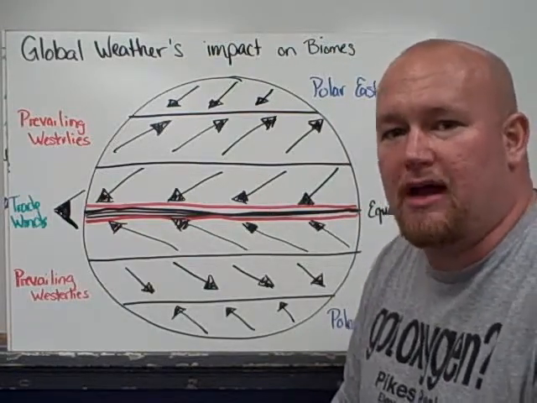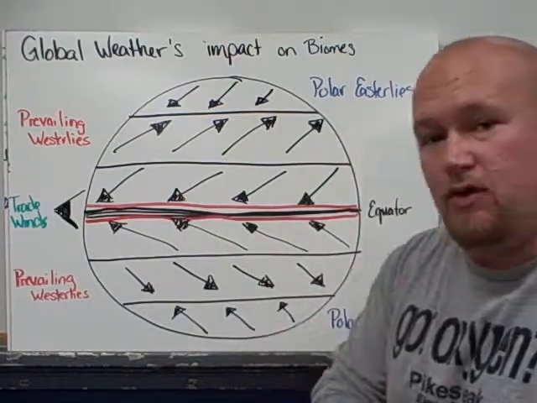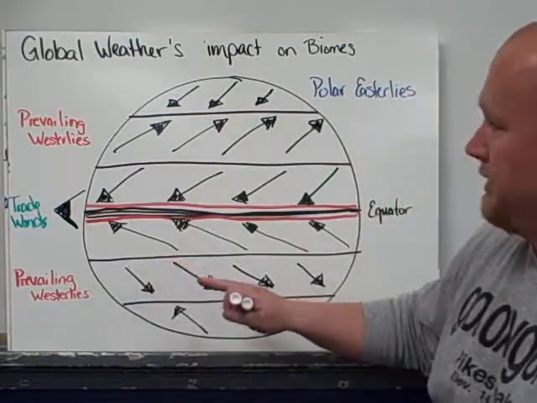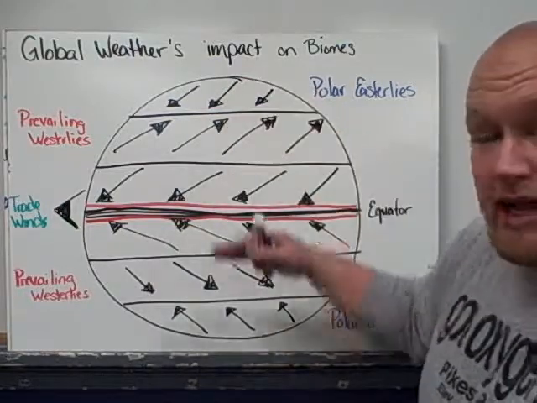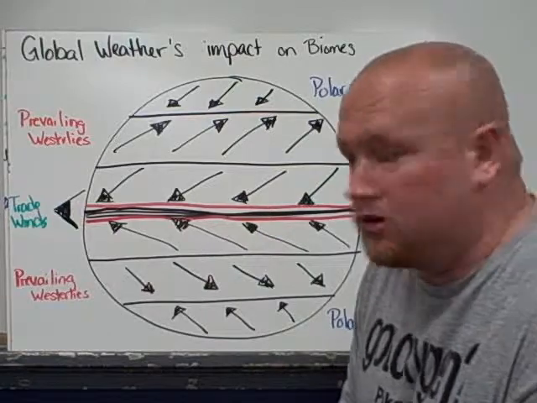All right, today we're talking about global weather patterns and their impact on biomes. Now, to review from weather, what we have is just a circular map of the world here, identifying the three major wind zones in both the northern hemisphere and in the southern hemisphere. This is our equator right across here. I've got it highlighted with a little bit of red.